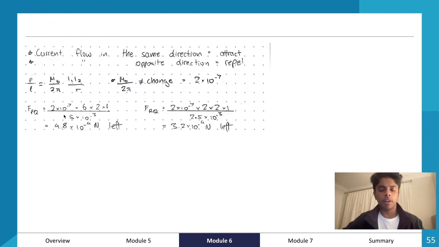And then we divide it by 5 times 10 to the power of negative 3 because they're separated by 5 millimeters. And that yields us a force of 9.8 times 10 to the power of negative 4 newtons left.